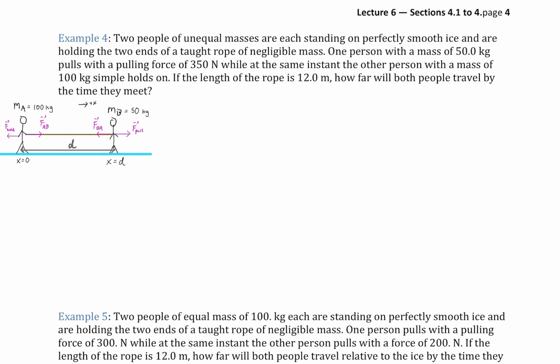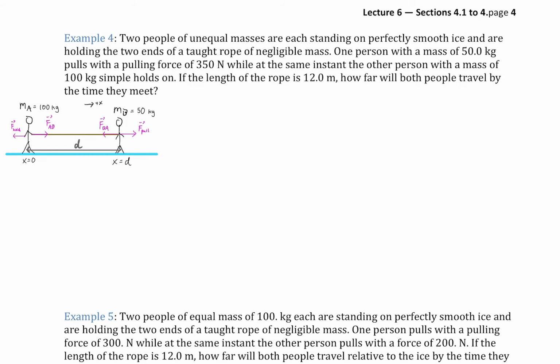Okay? So very similar picture. The only thing I've done here is I define MA as 100 and MB as 50. And I could have set either one, okay? But since the person that's holding on is the one that weighs more, I didn't want to change the name of these vectors, so I just made them the 100. Same coordinate system, positive x to the right.